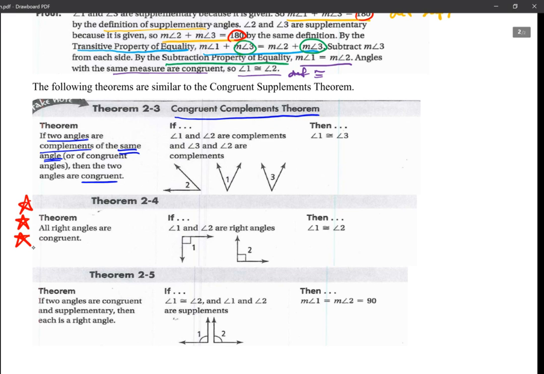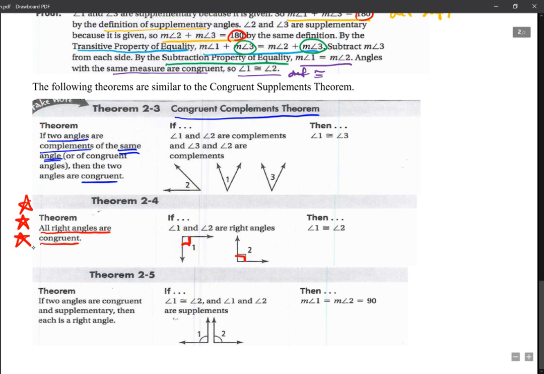This is a biggie. It has no name, but it's very short. This theorem says all right angles are congruent. So if we can show that something is a right angle and another angle is a right angle, right? We are told here our requirement is if we have two right angles.